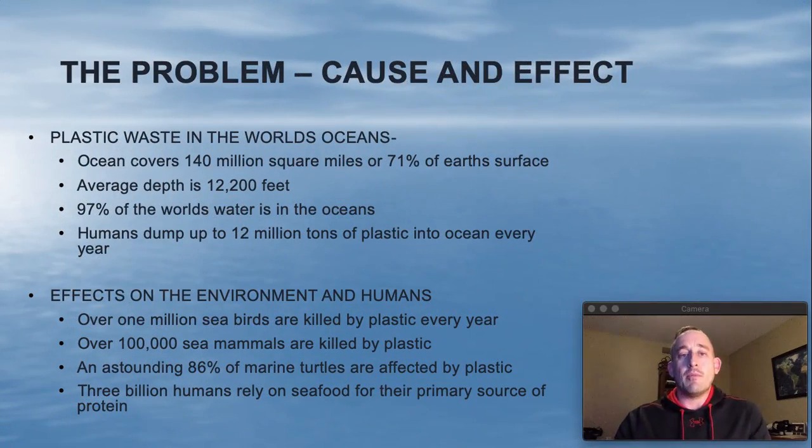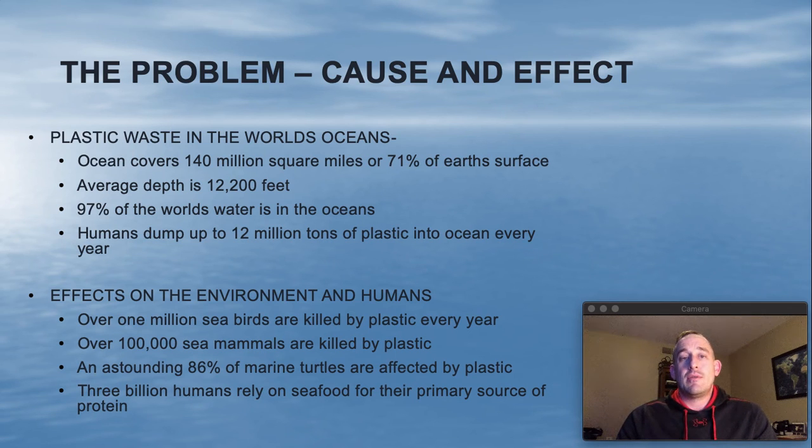So the problem is the plastic waste in our planet's oceans. Our oceans cover 140 million square miles of our planet, which is about 71% of our planet's surface. That is a lot of it. Just some fun facts: the average depth of the ocean is 12,200 feet. 97% of the water on our planet is in our oceans, salt water. The other 3% is not in the oceans, and it's what we drink and everything else. So it's a very big portion of our planet, and we need to take care of it.